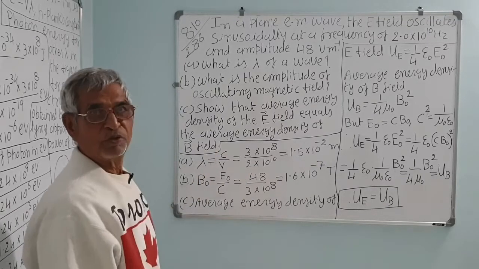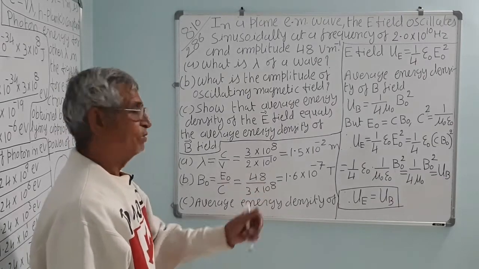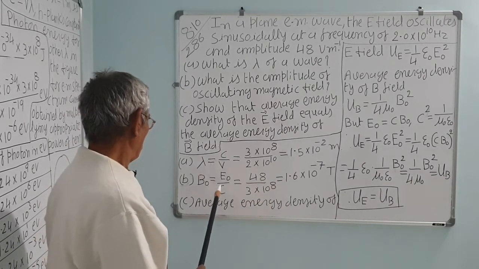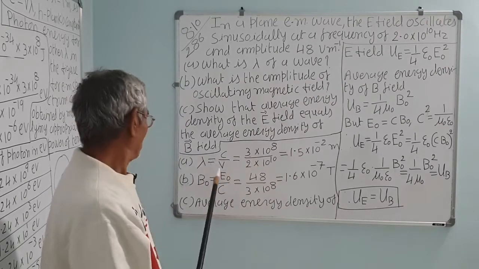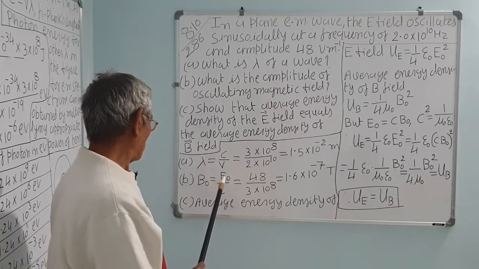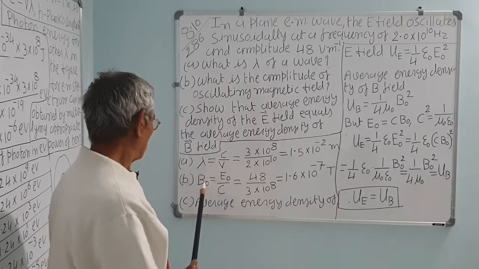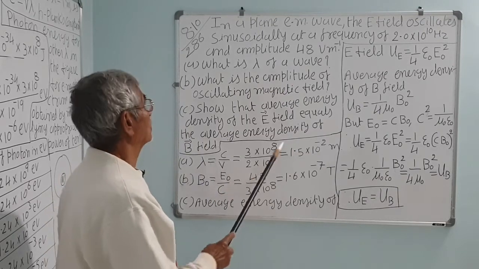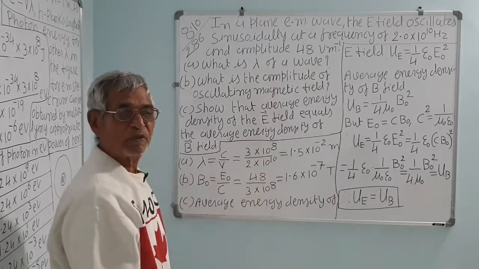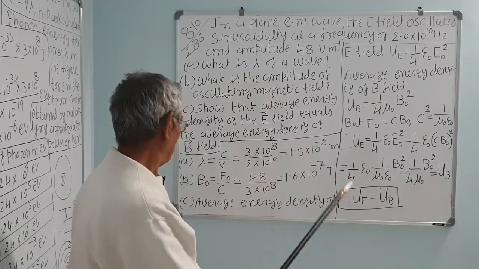Now B0. You know that B0 is equal to E0 upon C, or E0 is equal to B0 C. So B0 is always less. You remember one equation, don't try to remember both. You remember that E0 is more, so B0 will be E0 divided by C. E0 is given already, 48 volt per meter, so 48 upon the velocity of light, 3 into 10 raised to 8.